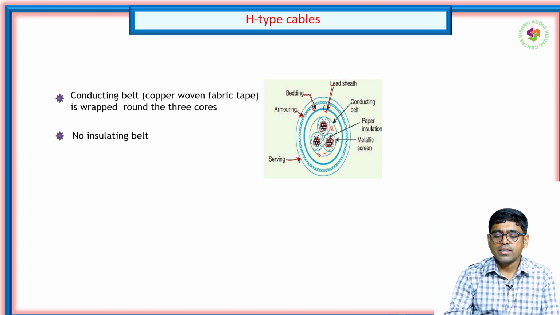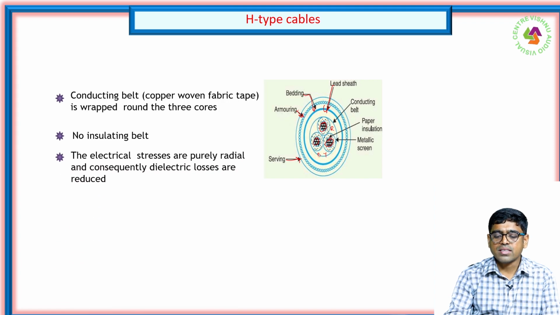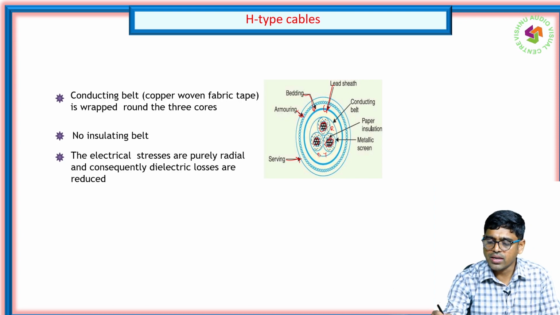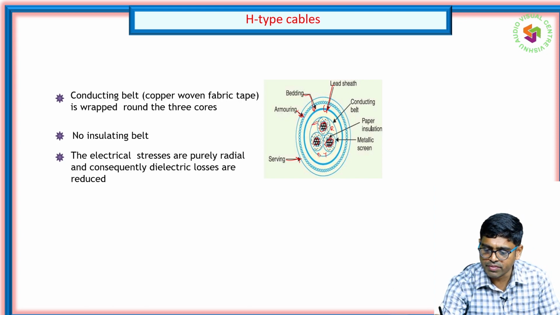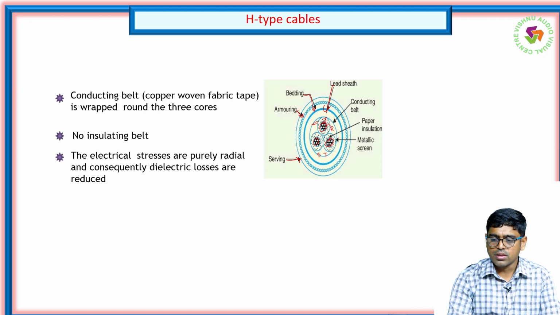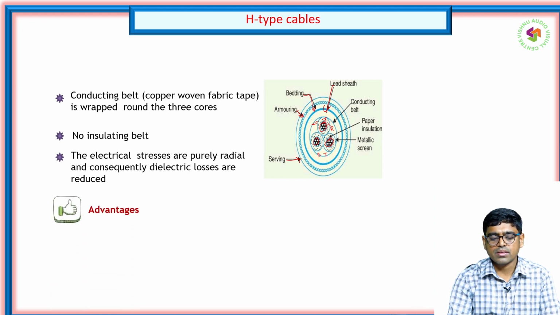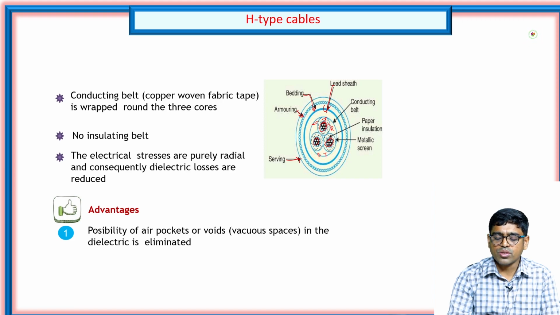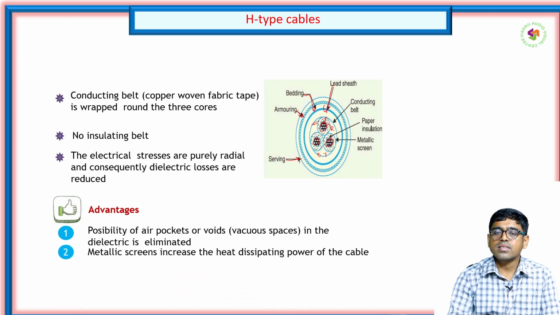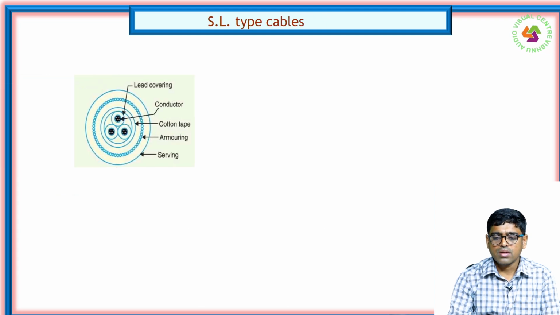There is no insulating belt. The electrical stresses are purely radial and consequently the dielectric stresses are reduced. The stress developed is radial like this and is conducted to the screen, so it will be less. The advantage is that the possibility of air pockets or voids in the dielectric is eliminated, and as the metallic screen is added, the heat dissipation of this cable is increased.